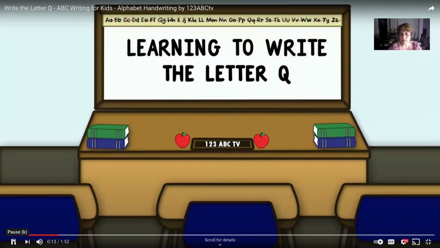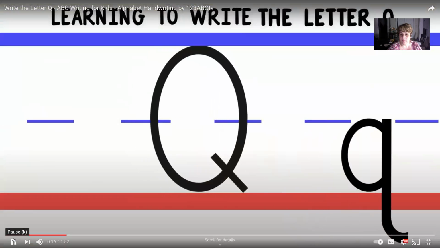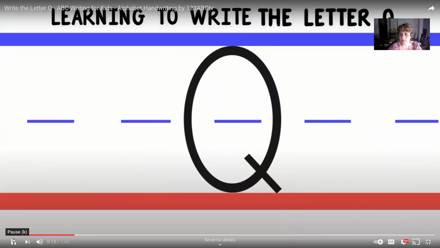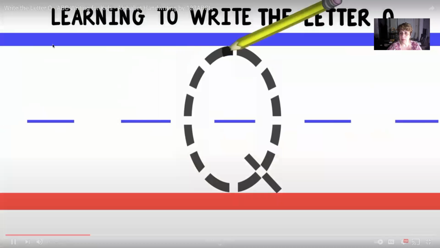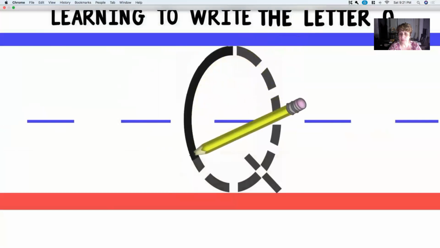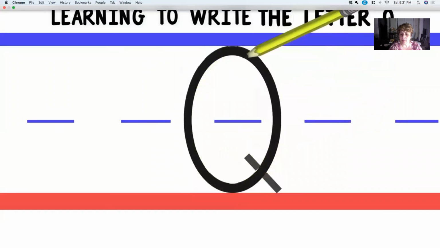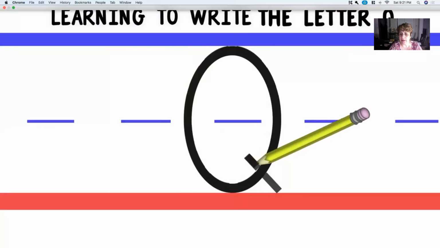Q as in quail. We'll start with uppercase or big Q. To write uppercase Q, we'll start at the top. Remember to use your lines. And do a big circle all the way around, from the blue line to the red, to the middle, and then do a diagonal line out the bottom. Diagonal line. Good job.